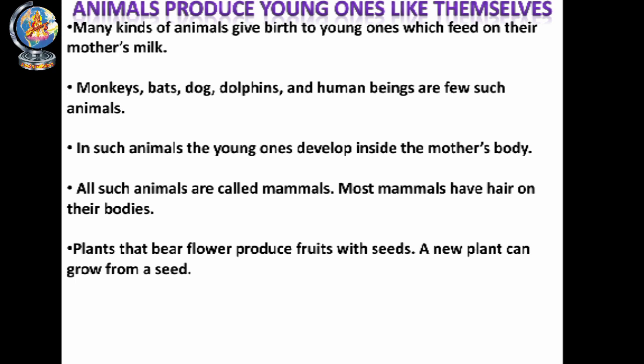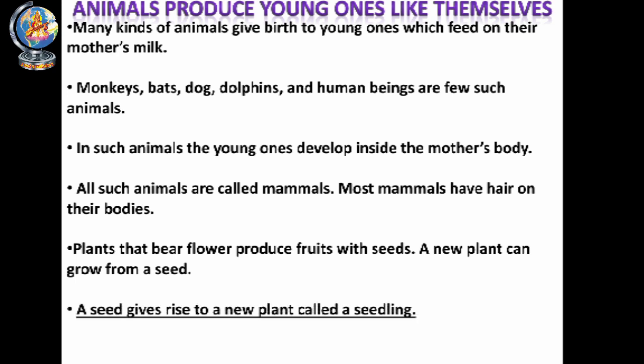Plants that bear flowers produce fruit with seeds. Now we are talking about plants, how they grow as a new plant. So a plant produces fruits, and inside the fruit there is a seed. A new plant can grow from a seed. All these topics we have already learned in the third part. A seed giving rise to a new plant is called a seedling. I told you that seedling is also an important definition: a seed giving rise to a new plant is called a seedling.